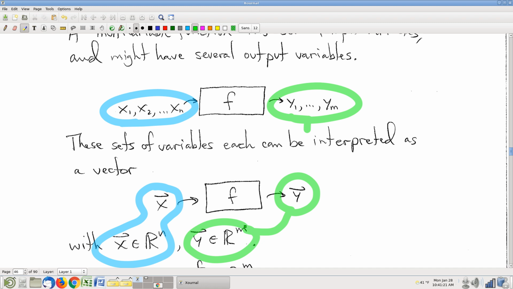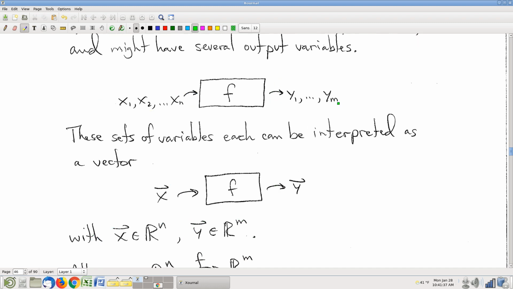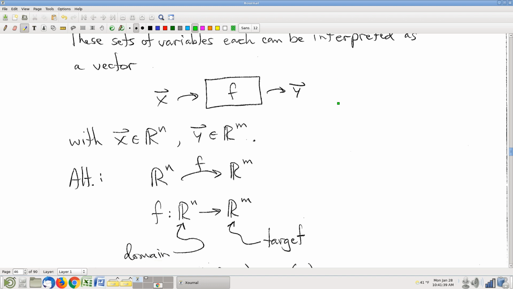Another common way to think about it, and arguably a better way to think about it, really. There are certain big advantages to thinking of the inputs and outputs not as a bunch of numbers, but as single vectors. Let's see an example in a minute. There's a little bit more notation first.